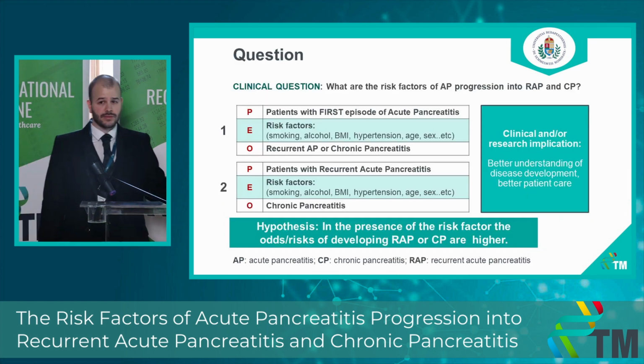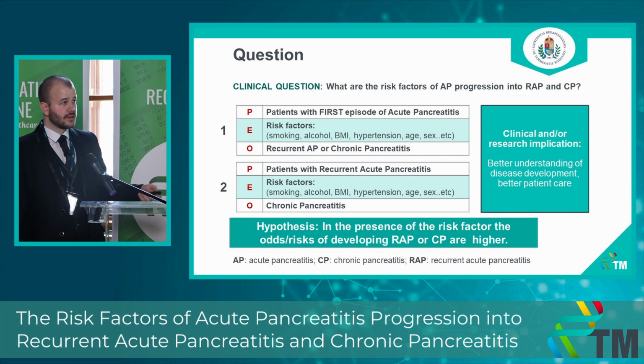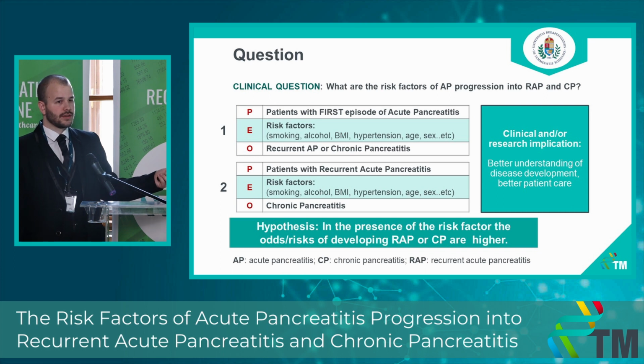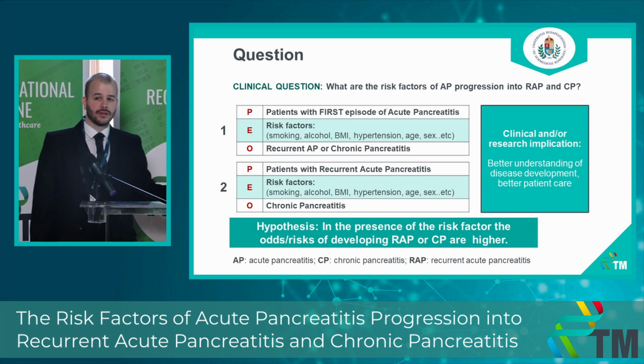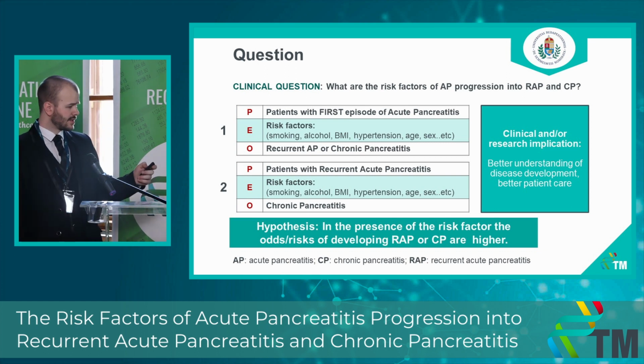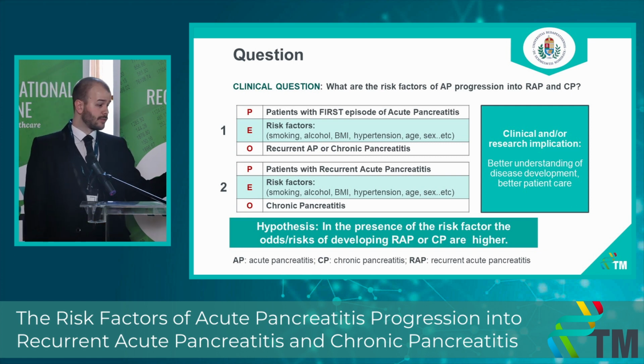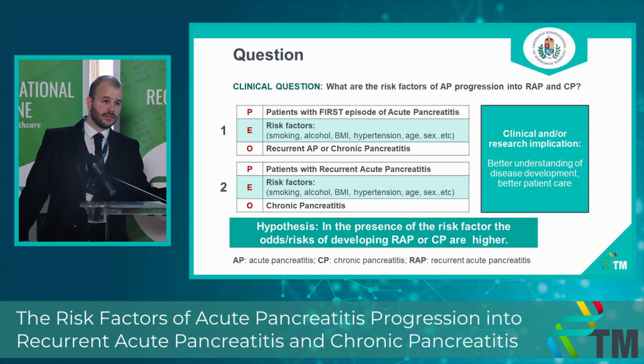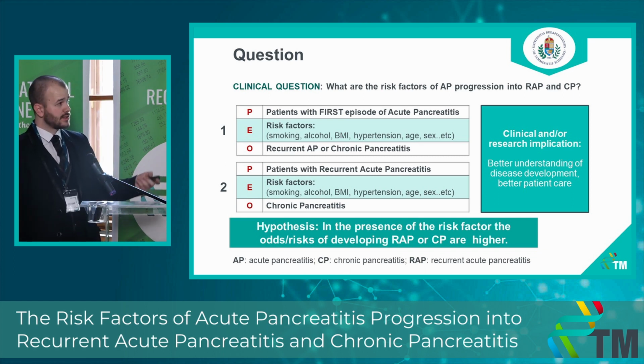As this study examines the risk factors of acute pancreatitis progression, we use the PECO framework for posing the question. The population includes patients with acute pancreatitis or recurrent acute pancreatitis. The exposure involves the presence of a risk factor, the comparison is the absence of a risk factor, and the outcomes are either recurrent acute pancreatitis or chronic pancreatitis. We hypothesize that the presence of a risk factor increases the risk of developing recurrent acute pancreatitis or chronic pancreatitis in these patients. The clinical implication is that if we can identify any modifiable risk factor, we maybe can reduce the recurrence and progression rates in these patients.